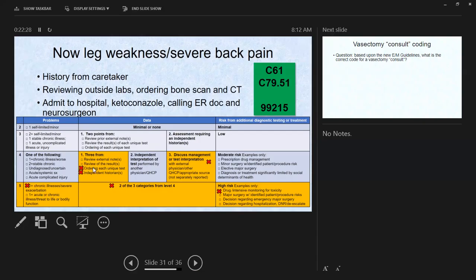So we ordered unique tests, reviewed the outside labs, ordered a bone scan and CAT scan, used an independent historian, and ended up calling the neurosurgeon and ER doctor, discussing the management or test interpretation with the external provider. So we actually get 2 of the 3 categories of level 5, which makes a level 5 patient. Decision regarding hospitalization, drug therapy needing intensive monitoring for toxicity and the like. This patient is a 99215 across the board.